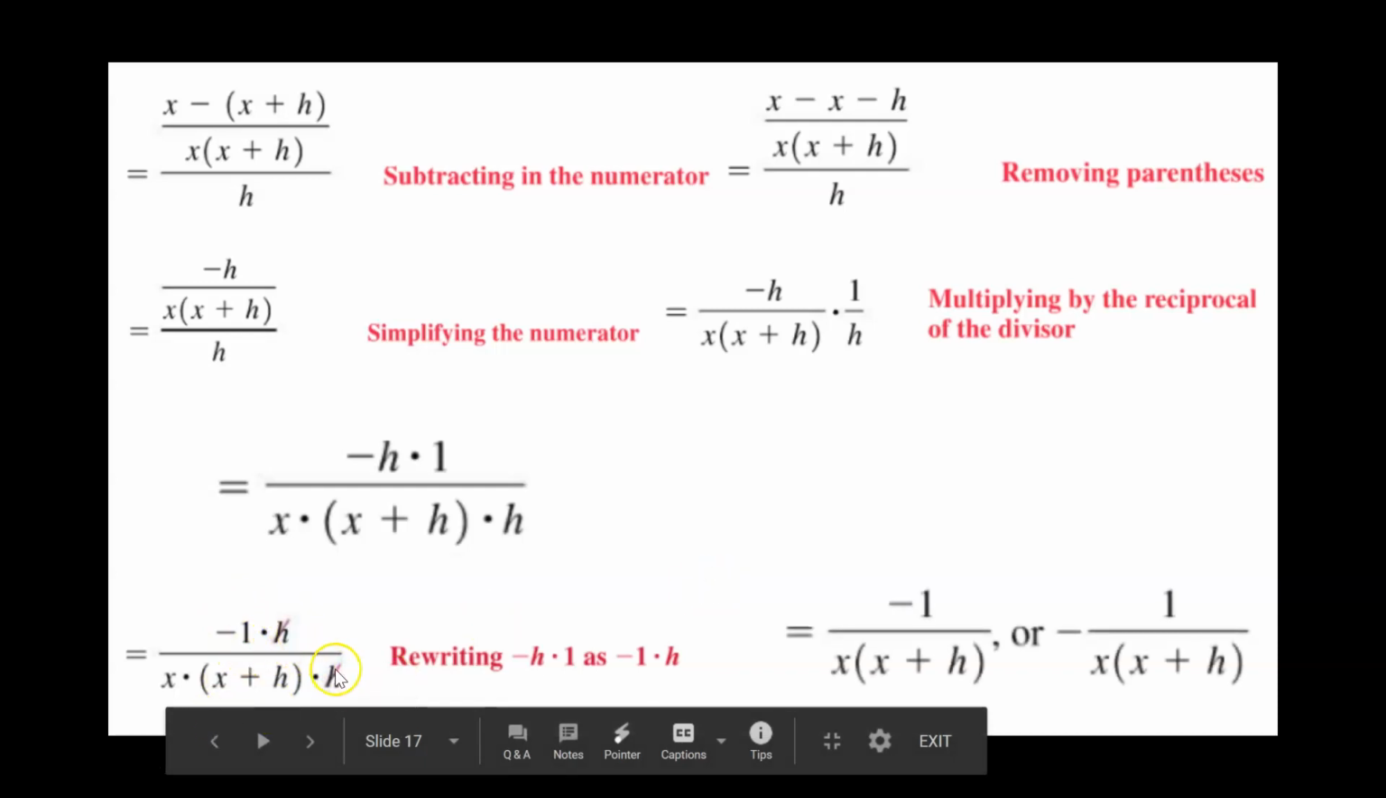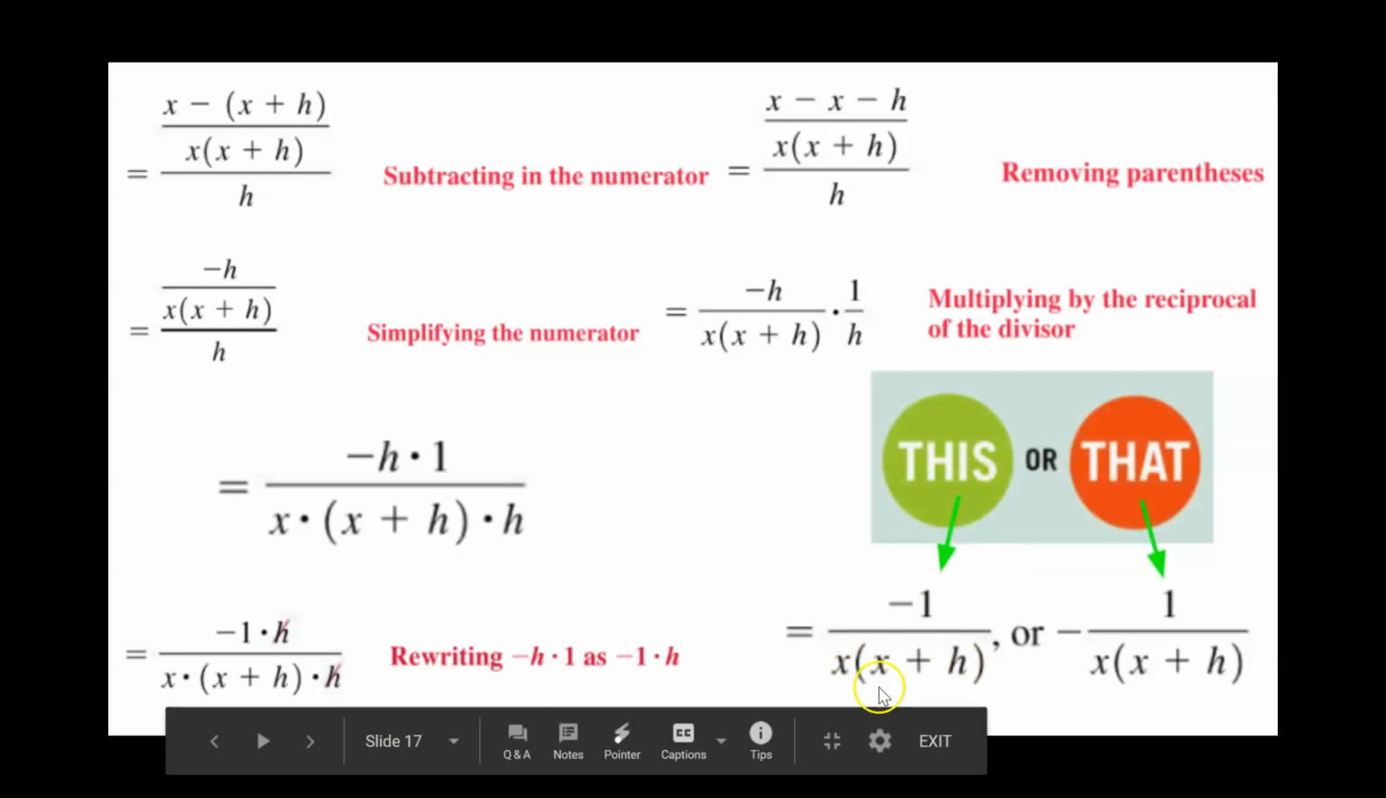So these h's cancel out, leaving them with just negative 1 over x plus h on the bottom. So you can write the answer like this, or you can put the negative out in front and make this one a positive. Both of them are exactly the same thing as far as the answer is concerned.